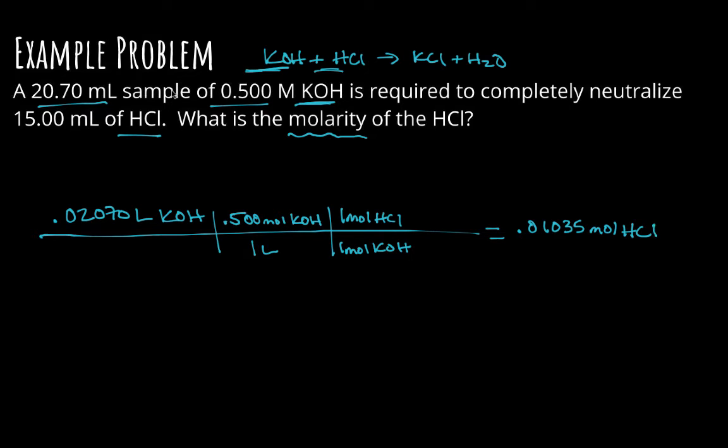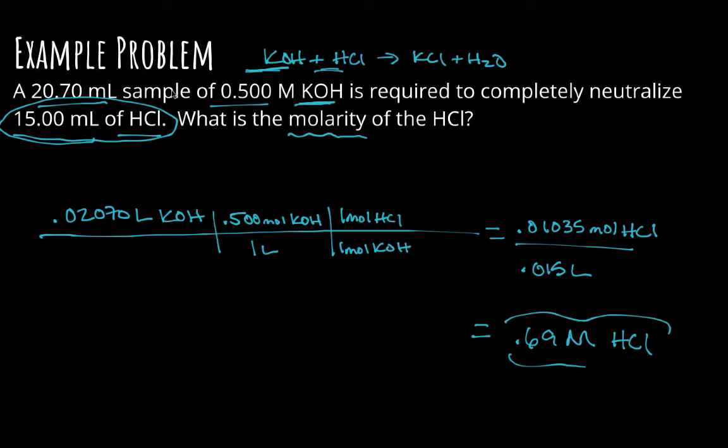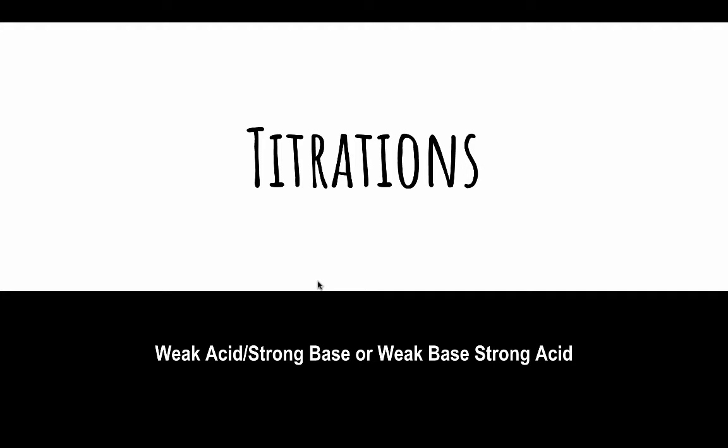Then to change that into a molarity, I have to look and see what was the volume of HCl that I started with. So I'm going to divide this by 0.015 liters. So I just converted that milliliters to liters. And that gives me a molarity of 0.69 molar HCl. So very similar, except you stop one step early and then divide by the liters.